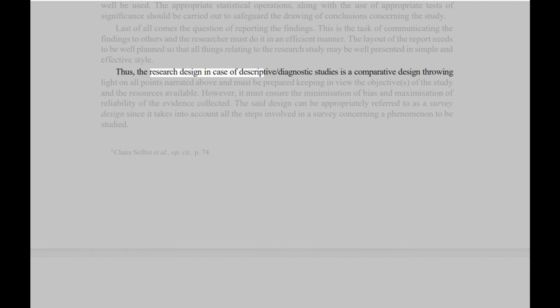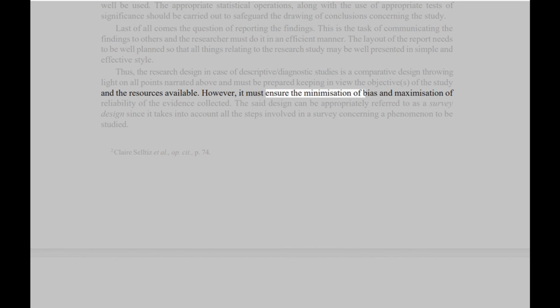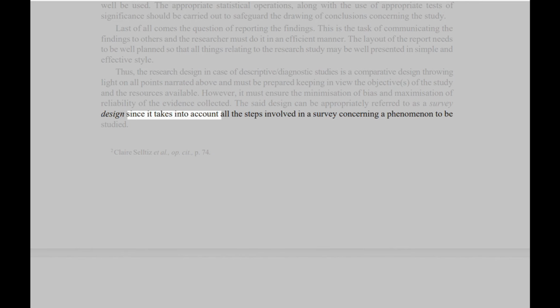Thus, the research design in case of descriptive diagnostic studies is a comparative design throwing light on all points narrated above and must be prepared keeping in view the objectives of the study and the resources available. However, it must ensure the minimization of bias and maximization of reliability of the evidence collected. The said design can be appropriately referred to as a survey design since it takes into account all the steps involved in a survey concerning a phenomenon to be studied.